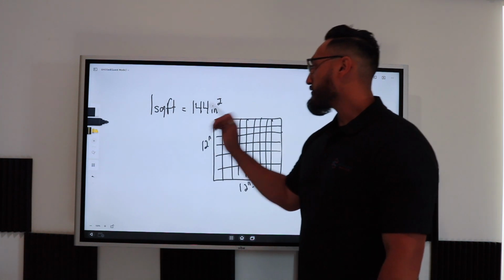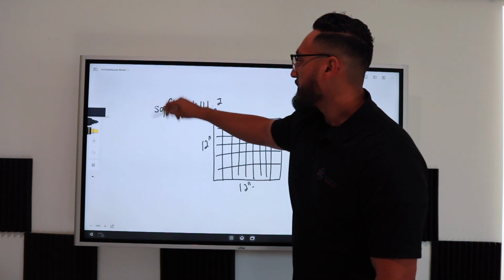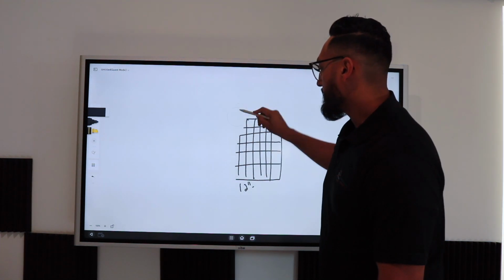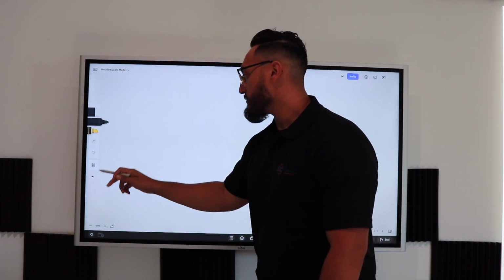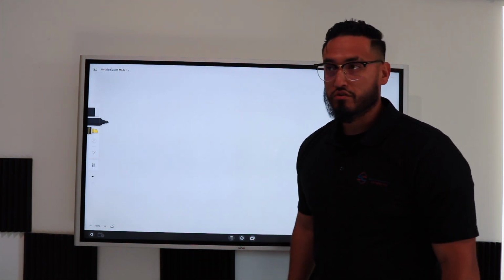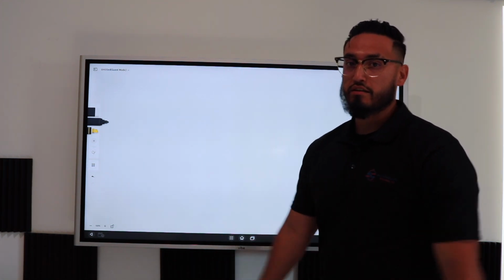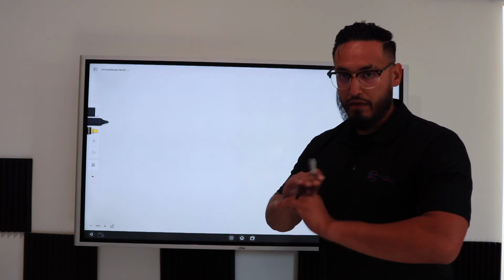So 1 square foot equals 144 square inches, right? Now, we're gonna get into calculating a slab, right? There are different types of slabs that you're gonna deal with in construction. You have 6-inch slabs, which are typically commercial. You have 4-inch slabs, which is pretty standard. You have 5-inch slabs. You have 3.5 inch. 3.5 inch is the bare minimum, right?